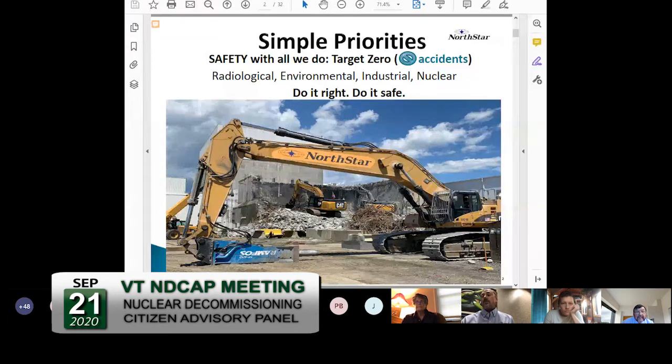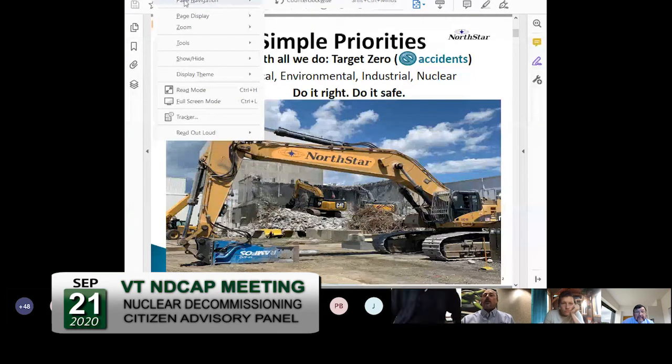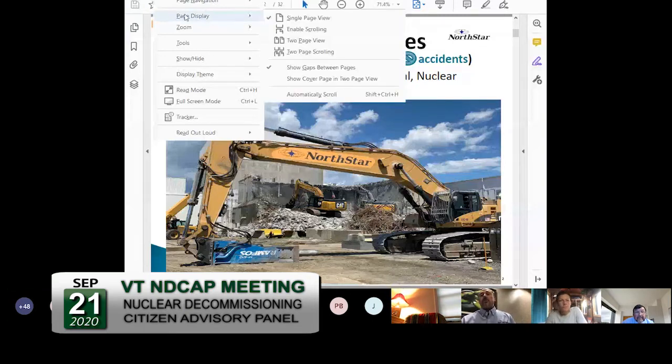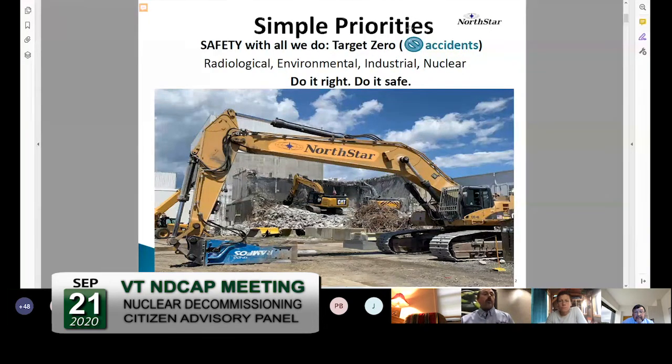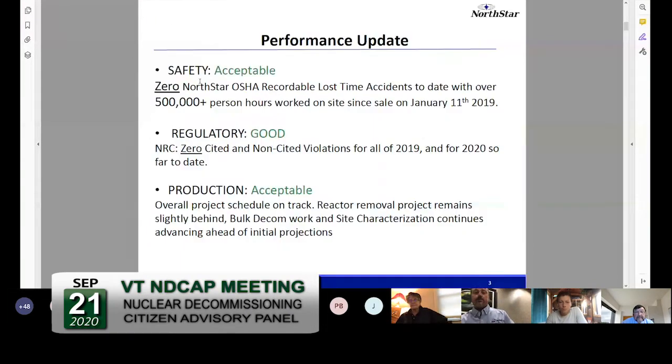All right, we always start our presentation off with this slide. You'll see it again a little later in the presentation. Our simple priorities have not shifted. Our intentions are always to do the job right, and usually that means doing it slow and careful. So far, we've been able to uphold that standard, but it is sincere, and with all efforts, radiological, environmental, industrial, and nuclear safety are taken into account at the preparation, execution, and review of every job. Next slide.